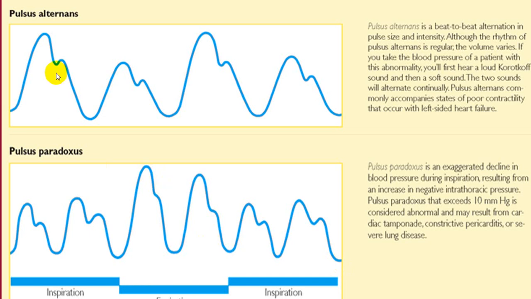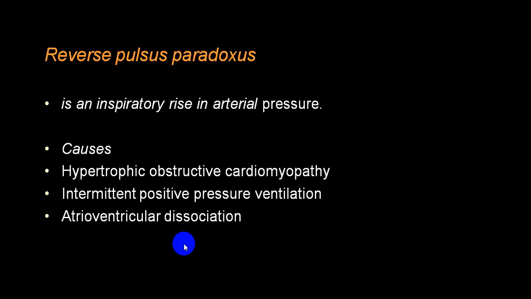This is what we have shown you: pulsus alterans, good volume, low volume, good volume, low volume. This is pulsus paradoxus. Slowly the pulse volume increases, then volume decreases. So during inspiration, volume decreases. During expiration, volume increases. Reverse pulsus paradoxus will be an odd sign.